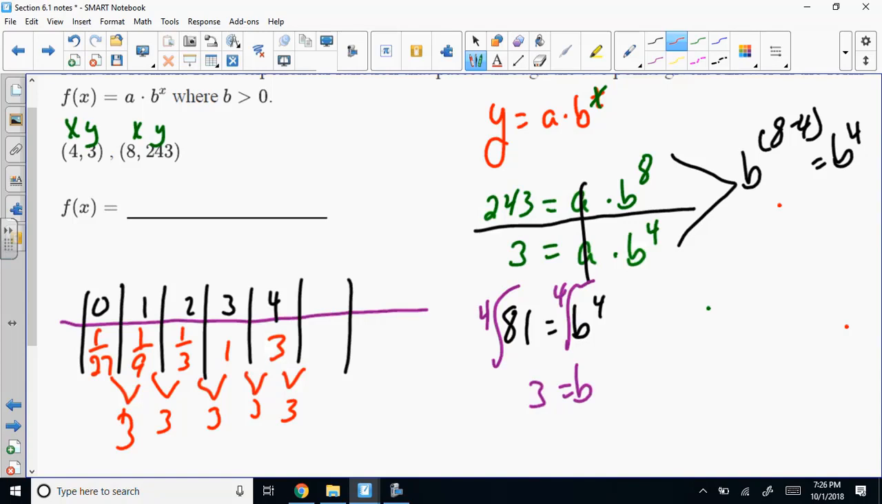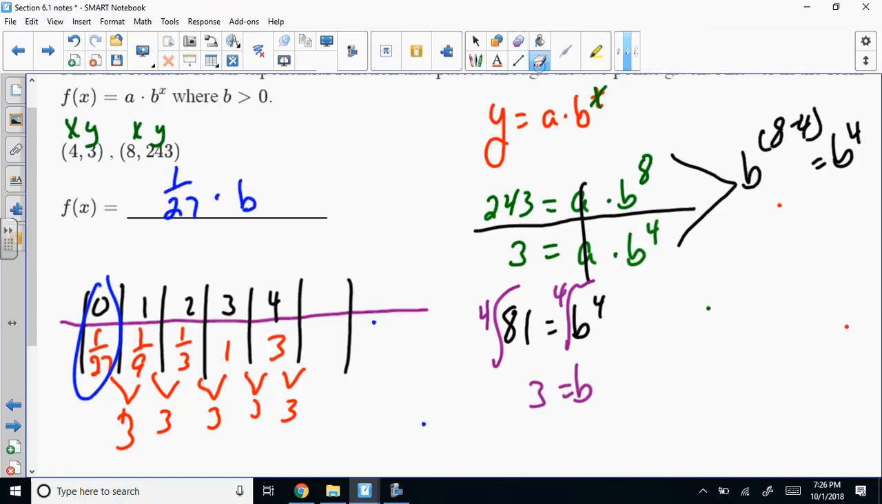So this was what I was wanting, right? The 0 term, what's happening in the beginning? So it's 1/27 times the base, which is 3 to the x. 1/27 times 3 raised to the x. Works every time.